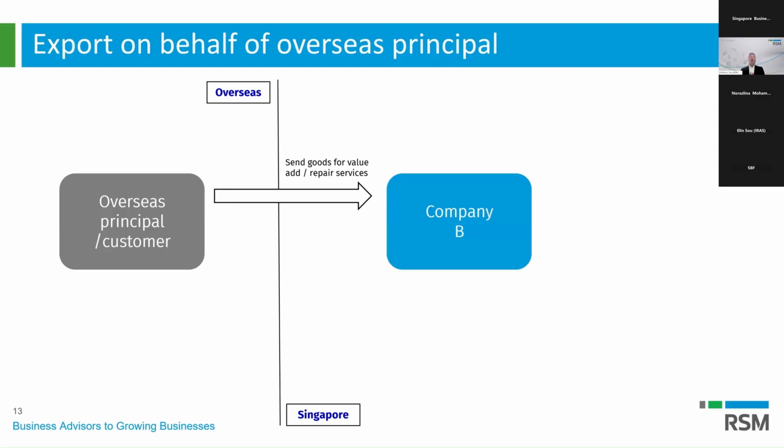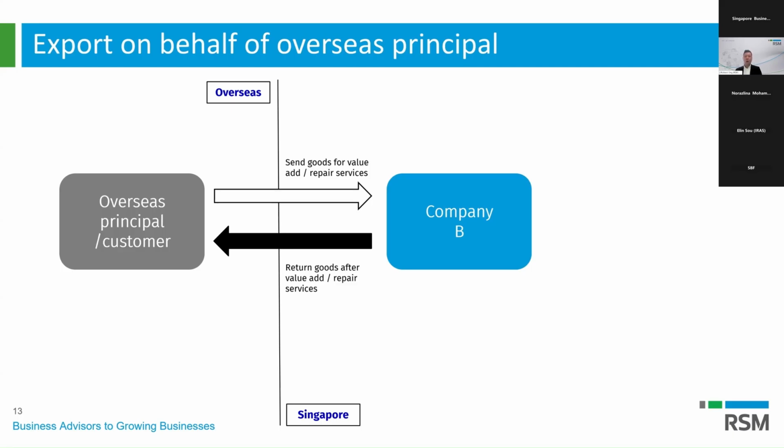Now in the shoes of company B, after performing the value add service, obviously you will raise an invoice, right? You won't provide the service to the customer for free unless it's under warranty. You will raise an invoice for the value add or repair services to the overseas customer, assuming these relate to goods for export, and the contractual and beneficiary party is the overseas customer. The service aspect will be zero rated.